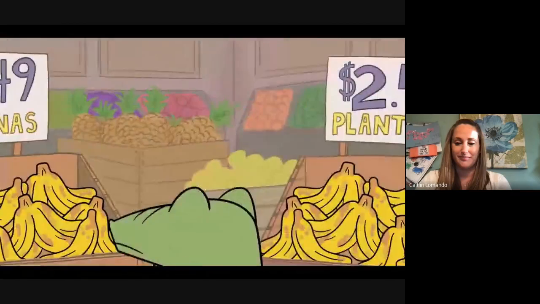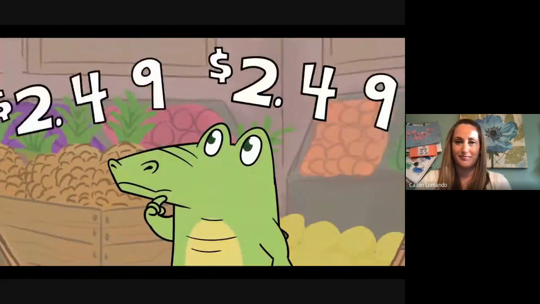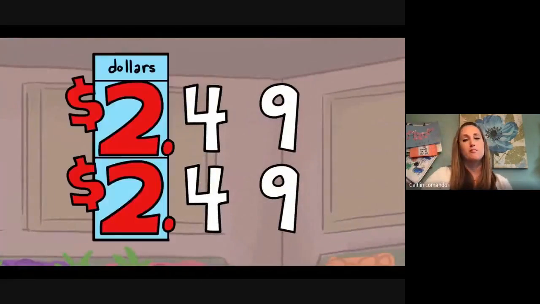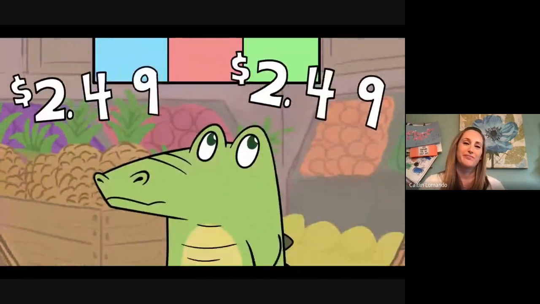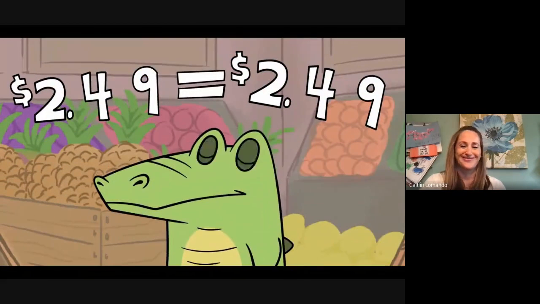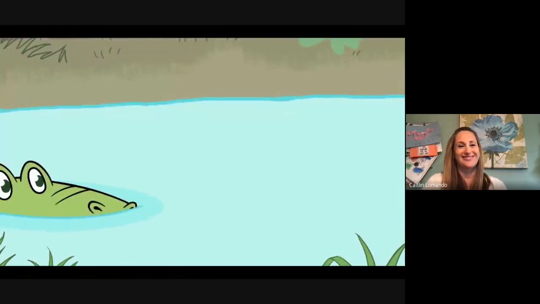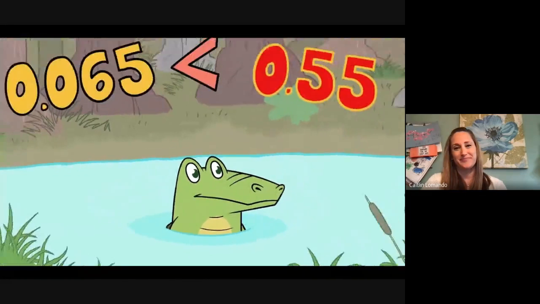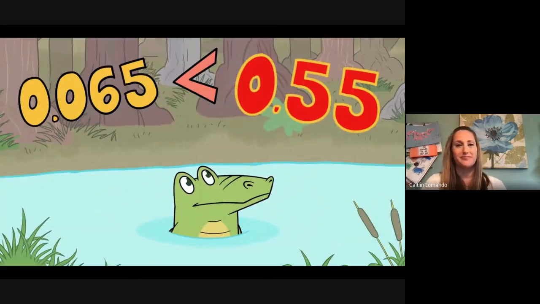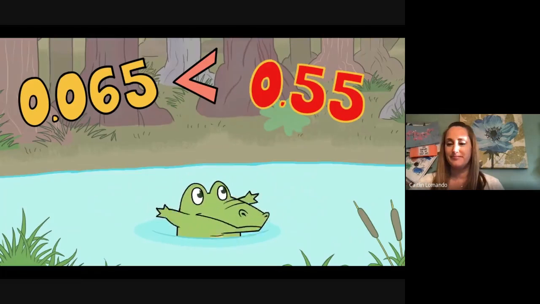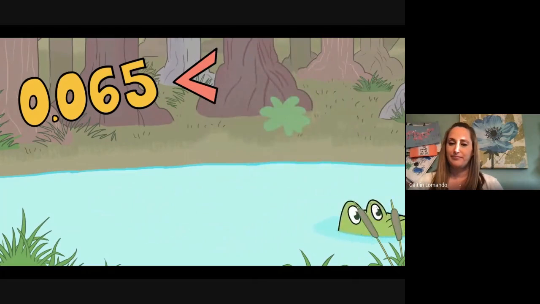Now the numbers are the same on both sides. The gator wants to eat, but he can't decide. Neither is greater or less, it's a perfect tie. So the alligator writes an equal sign. The hungry alligator eats the value that is greater. The value that is least is never part of his feast.